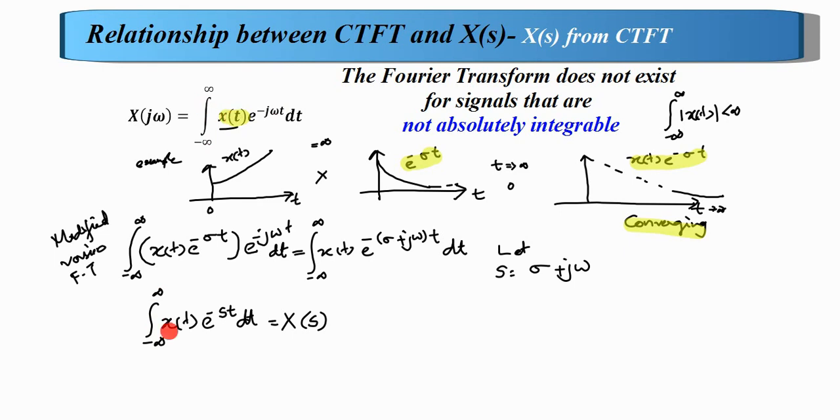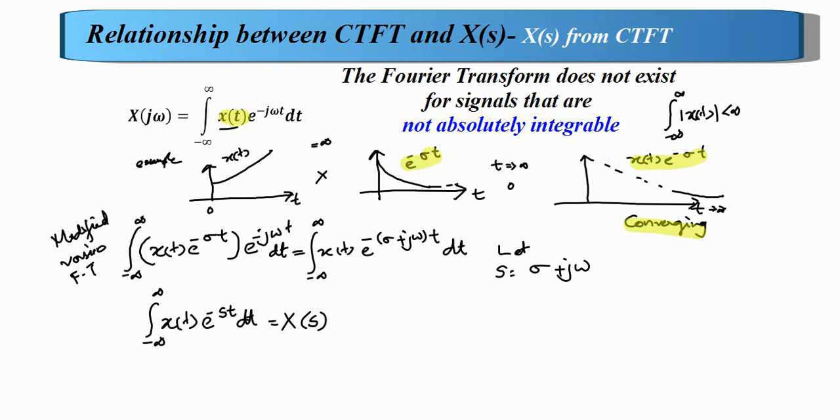Here the signal is x of t, and the multiplying factor is e raised to minus j omega t. In place of minus j omega t, it's e raised to minus st. That's the only difference. And I will tell you one more thing, there is a restriction also.